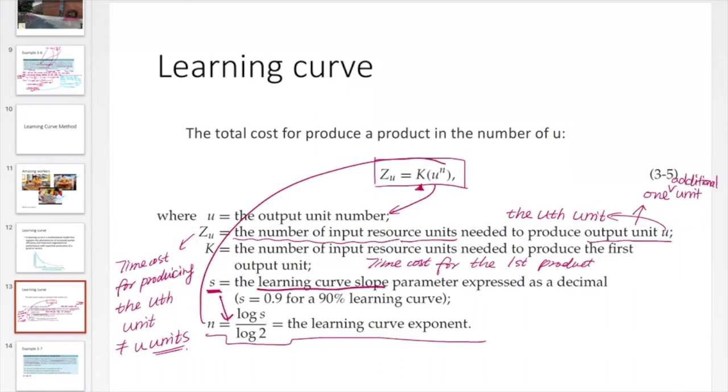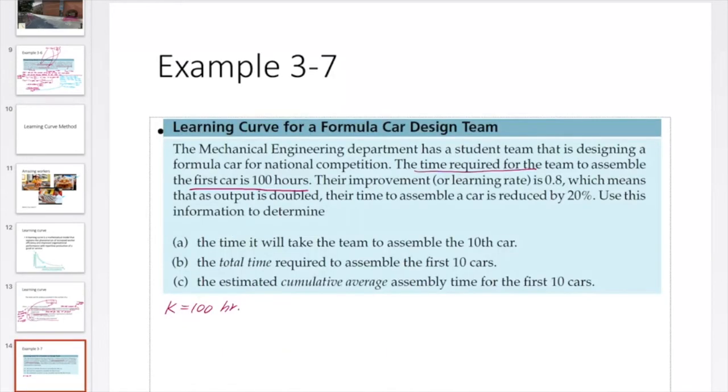Let's just copy this equation very quickly. So the equation says Zu, the time cost for the u-th unit, is K, the time cost for the first unit, times u, which unit you're looking at, to the power of n. And n you need to calculate using log S over log 2. S is your learning rate.